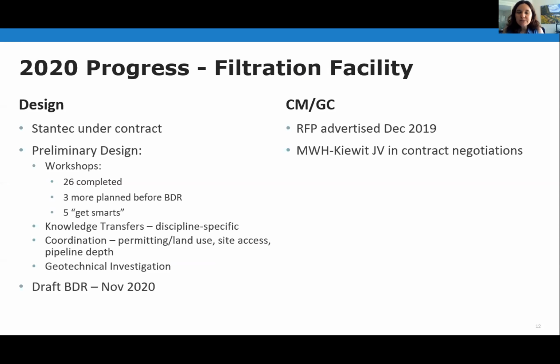On the CMGC side, the construction side, so the RFP was advertised in December 2019, and MWH Kiewit joint venture is in contract negotiations with the Water Bureau right now, and that'll go to council this fall.